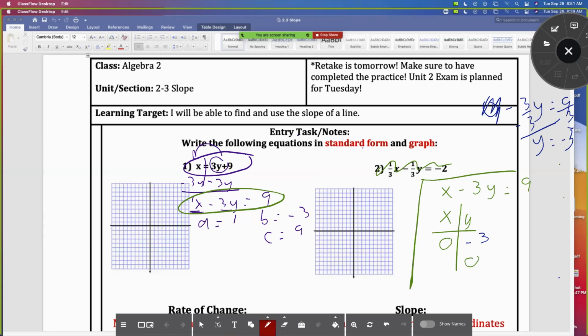All right, now let's go ahead and plug a 0 in for the y and solve for x. Well, here's my y, so that means that x minus 3 times 0 is equal to 9. Notice that negative 3 times 0 is 0. You're left with x equals 9. Nothing really to solve for. You're just left with that 9 there.